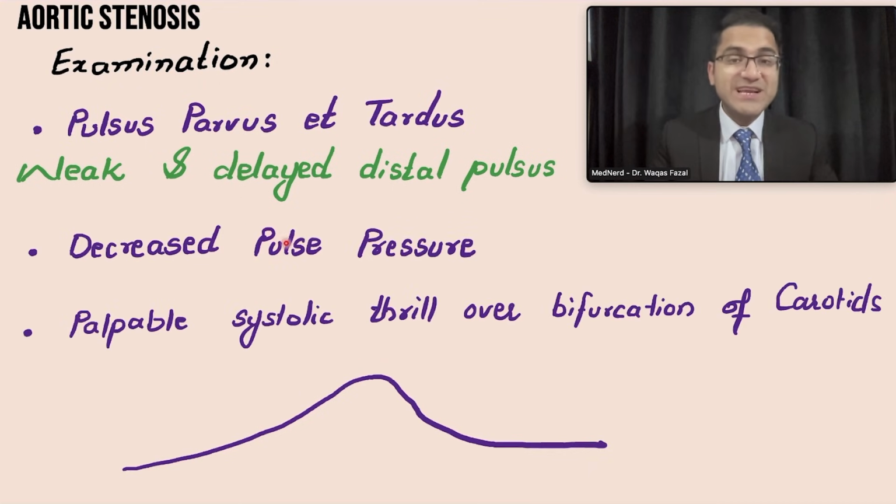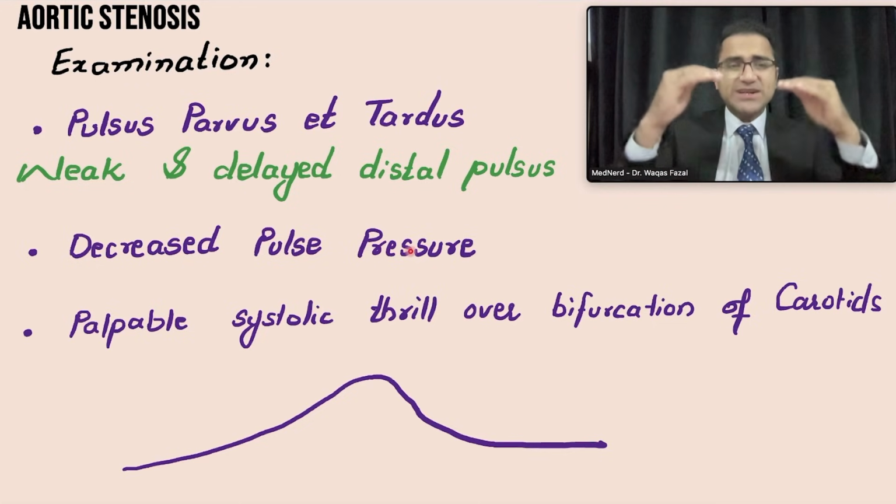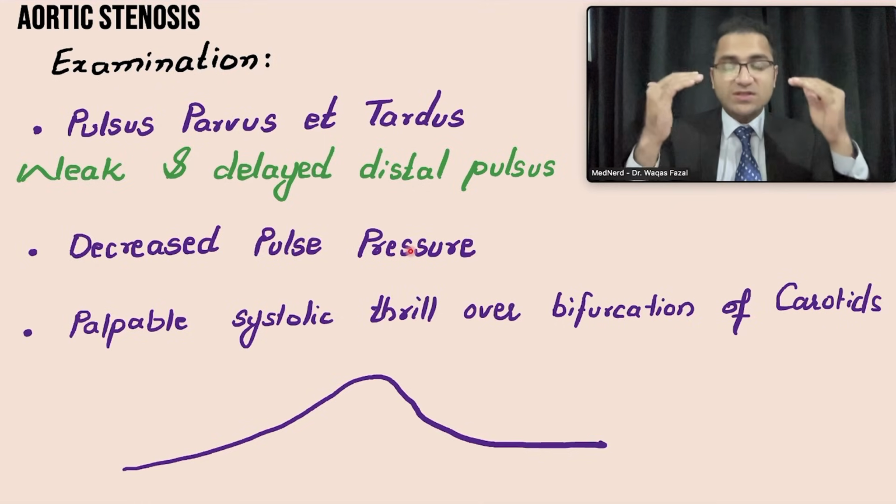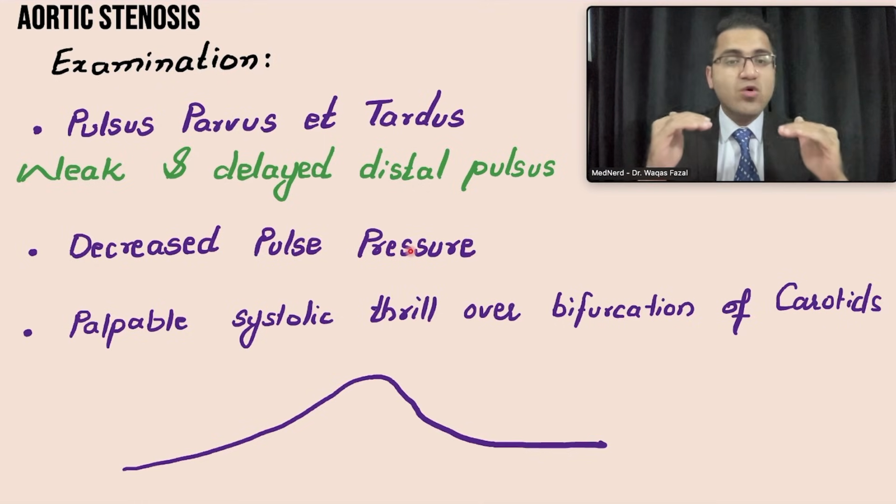These patients will have decreased pulse pressure. Pulse pressure is the difference of systolic and diastolic blood pressure. Since these patients have a decrease in the systolic pressures due to aortic stenosis, the overall pulse pressure will go down. There will be a decreased pulse pressure, a decreased difference between systolic and diastolic blood pressure.